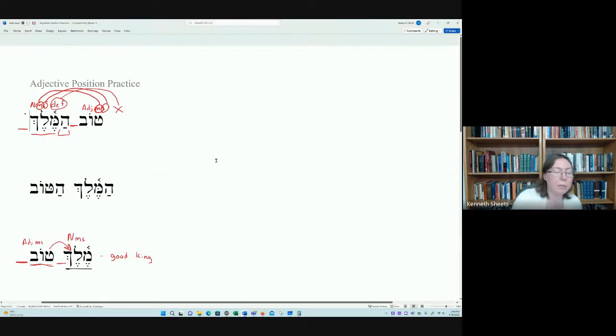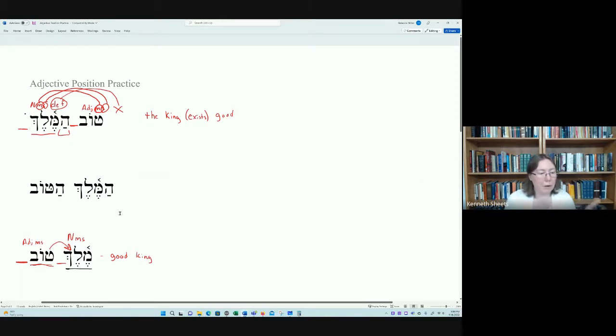Thus, I would say then, translate this, so the noun is going to come first, Hamelech, which would be the king, and then we have good. But then right in the middle, we would have that understood verb of existence, exists. So this would then be the king exists, good.